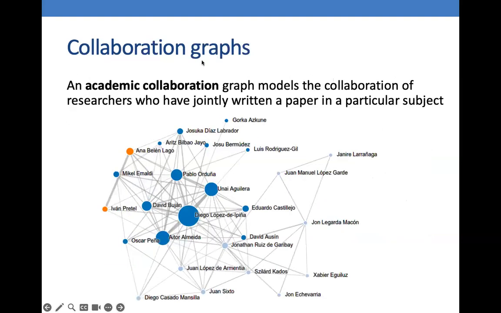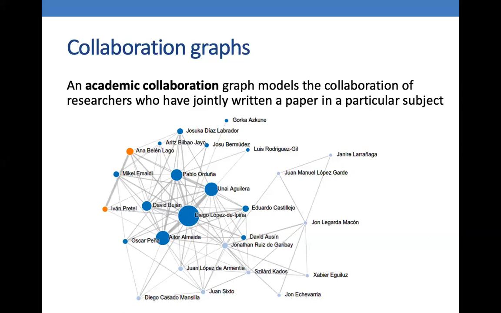Okay, and we can also use graph modeling to model collaboration. So here's an example of an academic collaboration. This represents or models the collaboration of researchers who have jointly written a paper in some subject. Okay, so let's say this is Diego Lopez de Opinia. So the vertices here or the nodes represent the certain researchers. Okay, and if two researchers are connected, it means that the two researchers have collaborated in writing a paper.